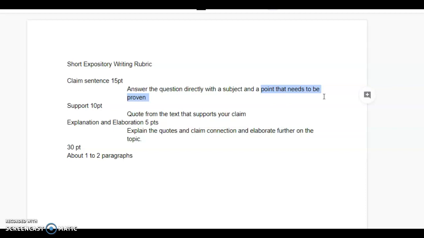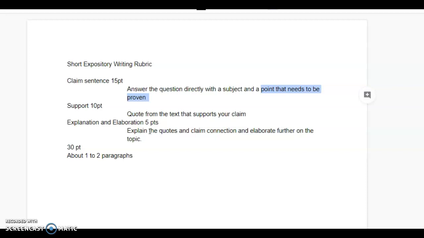The next thing is the 5 points. Once these 2 are pretty much set, this one kind of rolls along easier. This is usually going to be your tougher one. What I'm going to need you to do is explain how the quotes and your claim connect. You're just kind of restating, but it shows me that you understand the content, and it shows me that you're not just pulling quotes. You're using logic in order to finish your assignment.